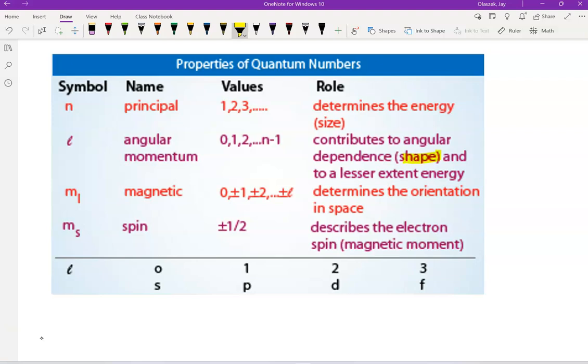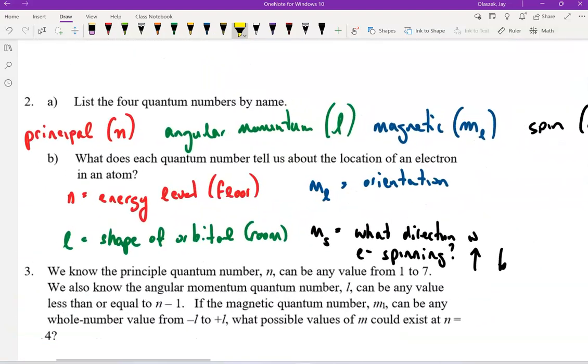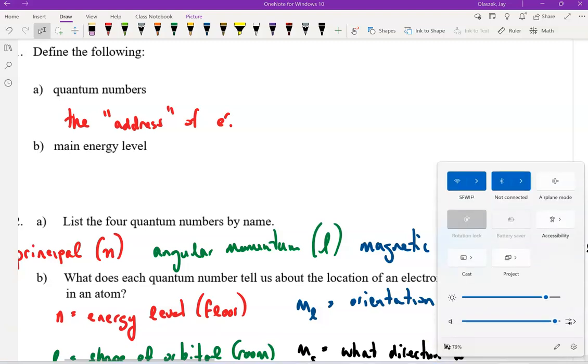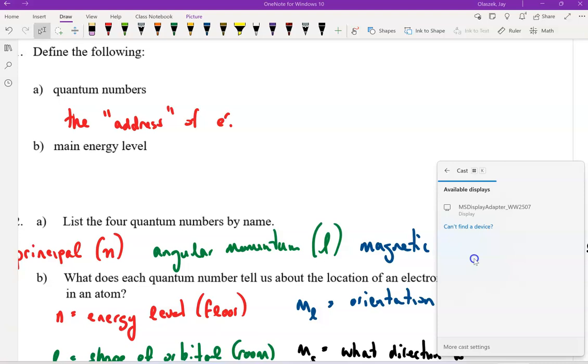M sub L is the magnetic number. It determines the orientation of the room we're in. And finally, M sub S is the spin. We're not so much worried about those, but that gives us the ability to answer question number 1. Quantum numbers, we could say, are how we determine the address of an electron in an atom. Where are we going to find our electron? It is at energy level 1. Is it in a particular shape orbital? Is it spinning up? Is it spinning down?